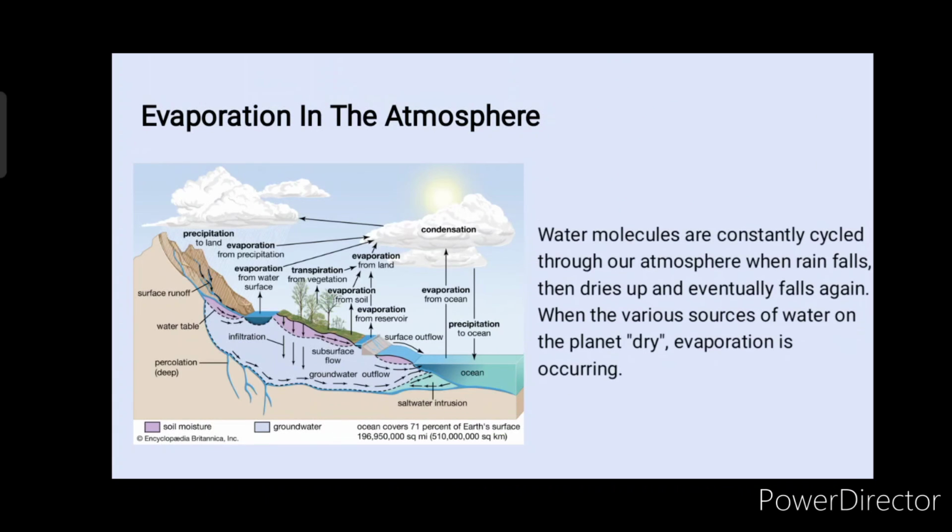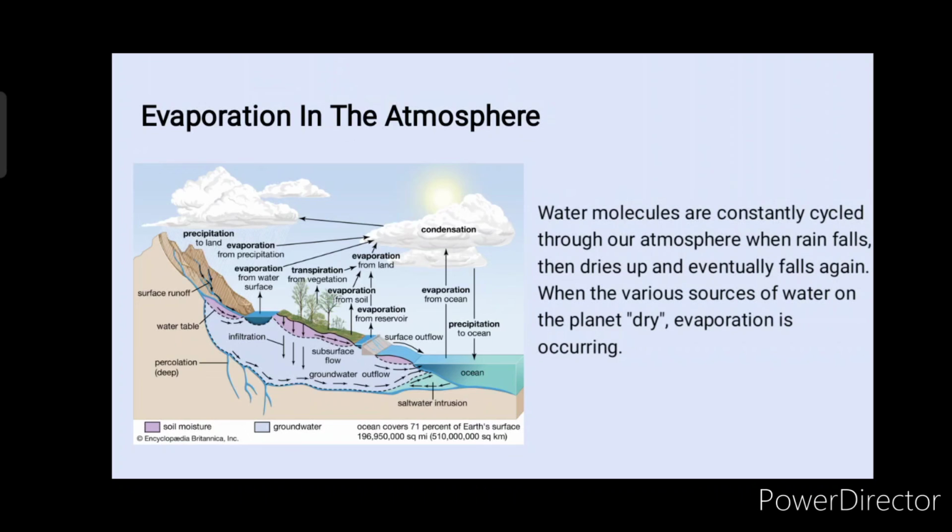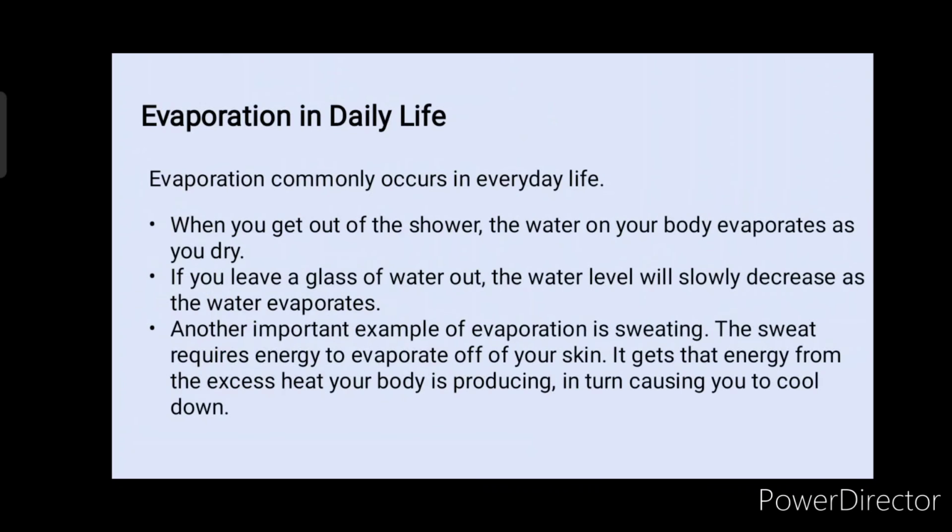Evaporation in the atmosphere. Water molecules are constantly cycled through our atmosphere when rain falls, then dries up and eventually falls again. When the various sources of water on the planet dry, evaporation is occurring. Evaporation in daily life. Evaporation commonly occurs in everyday life. First example is when you get out of the shower, the water on your body evaporates as you dry.